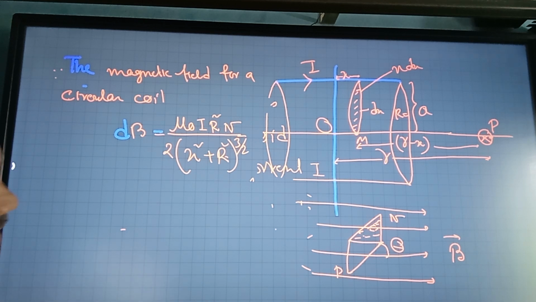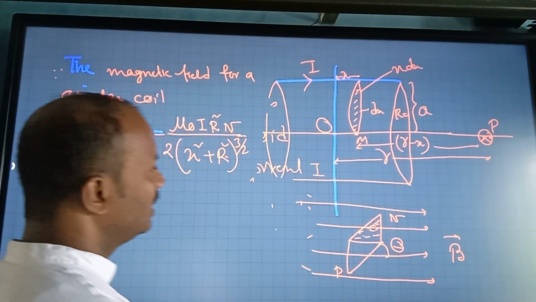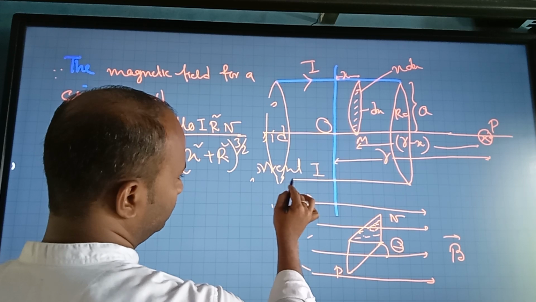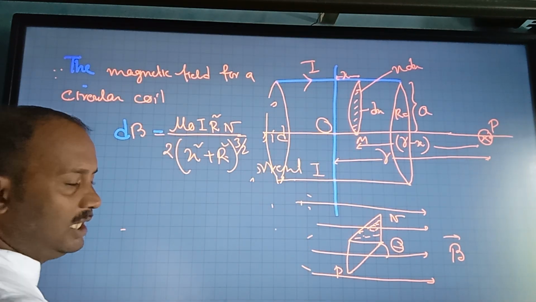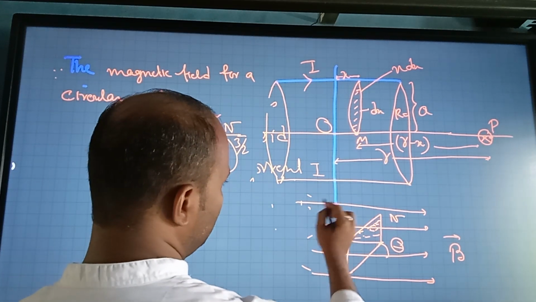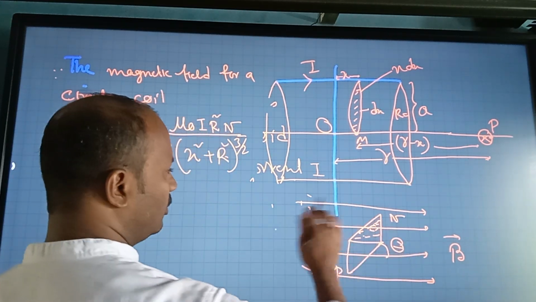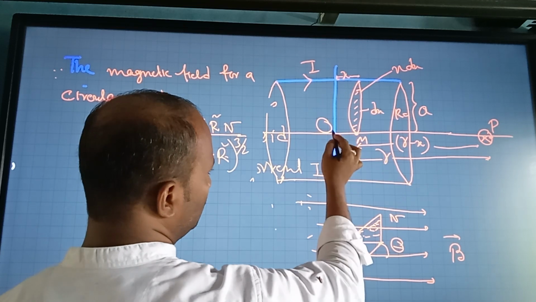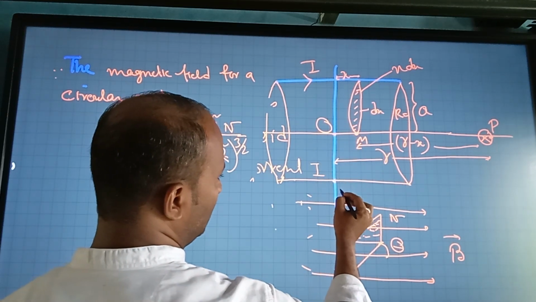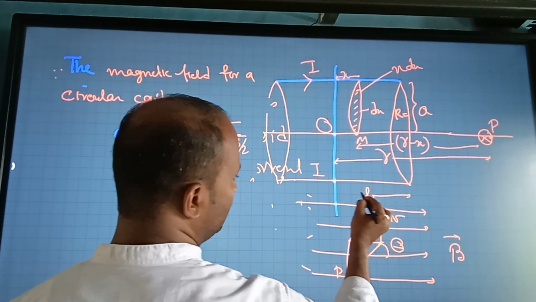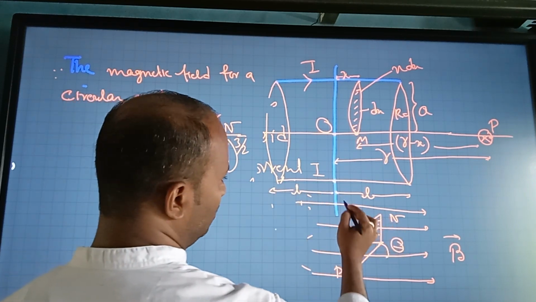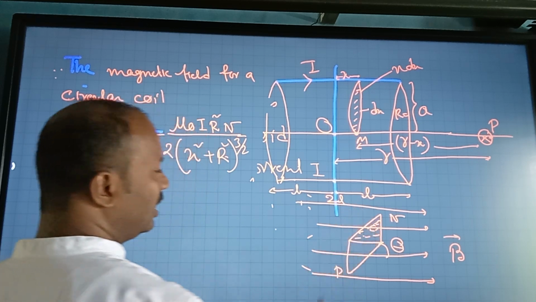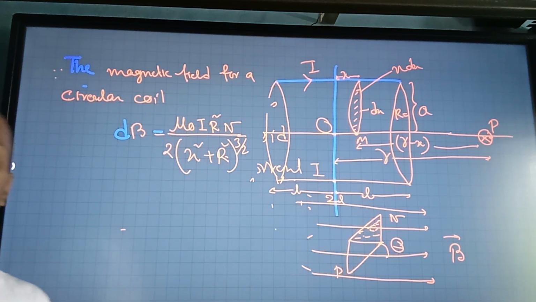Now, also one thing: the whole length of the circular solenoid is twice L. This is the center point, from here to this end is L, and from here to this end is L. Then the total length is twice L.